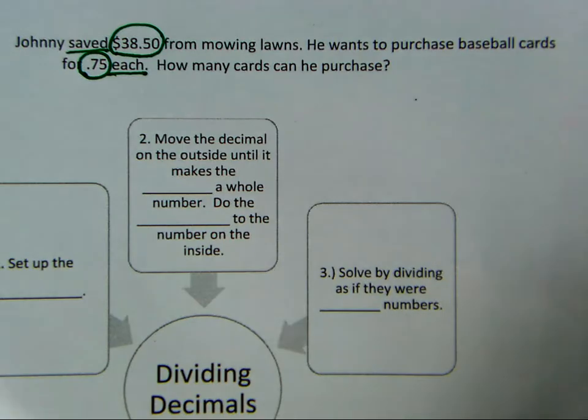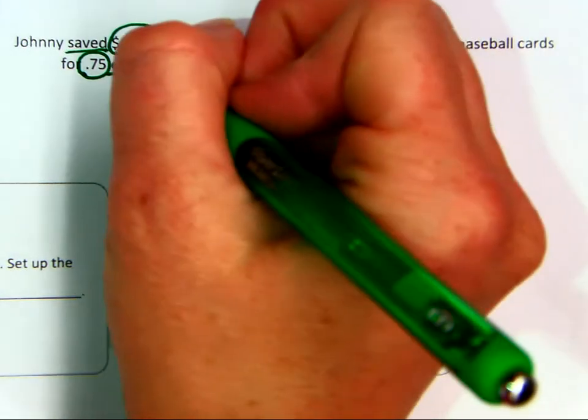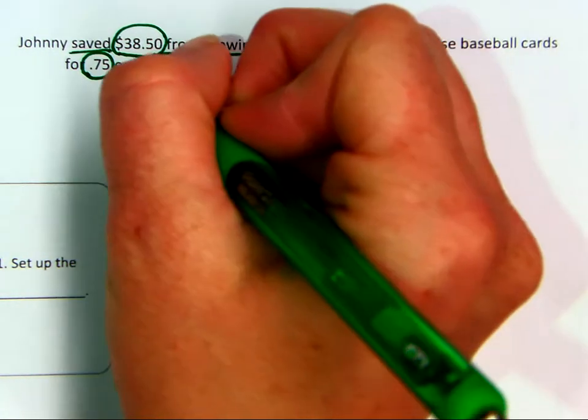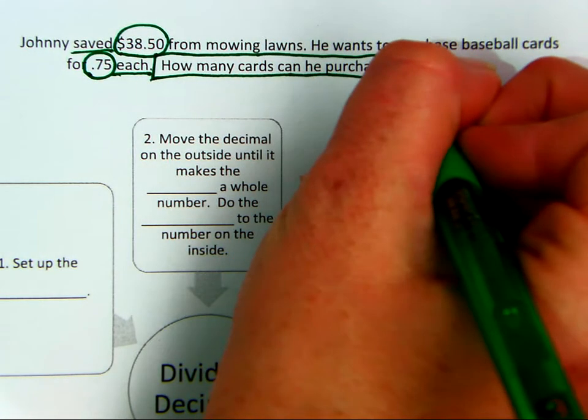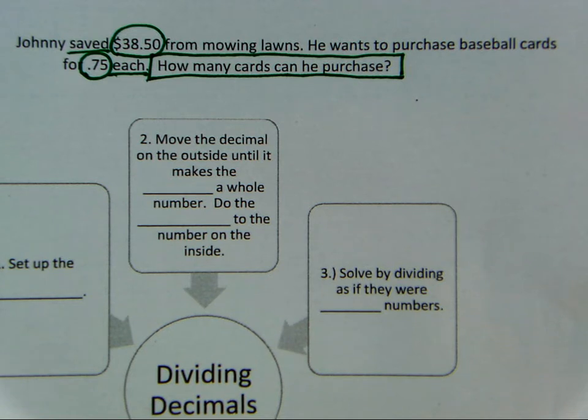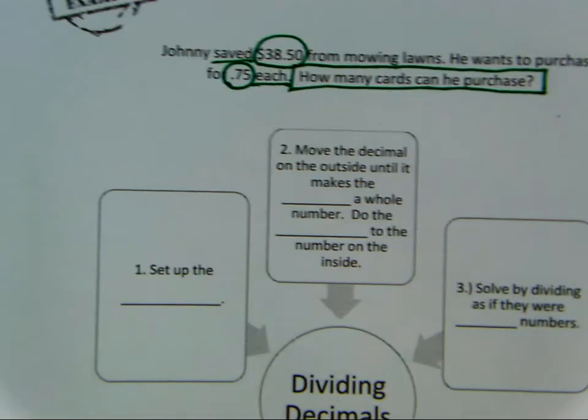And then what I like to do is I like to box my question, because sometimes there's a lot of words and I can get kind of confused as to what they're really asking me to do, and I want to focus in on what is the real problem here. And the real problem is how many 75 cent cards can I get out of $38.50? So now that I've marked the text, I'm going to go to the first step in my problem.